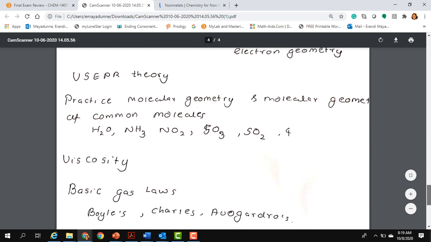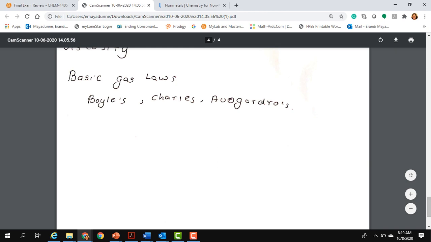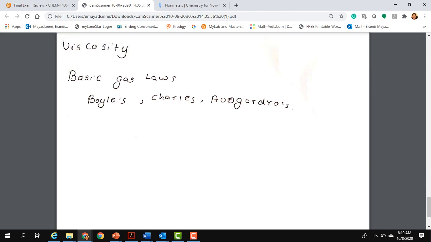Know what viscosity is, resistance to flow, and then the basic gas laws. What is Boyle's law? What is Charles's law? What is Avogadro's law? I may not go into detail on how to do the calculation, but at least you need to know the definition and the relationship, like Boyle's law: pressure and volume. Just study. It's also a good idea to do the practice problems and the calculations so you are familiar.